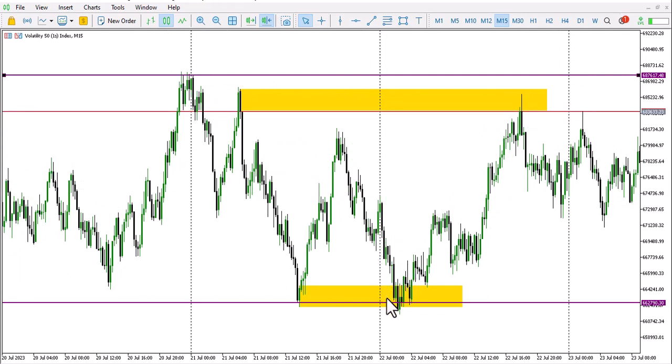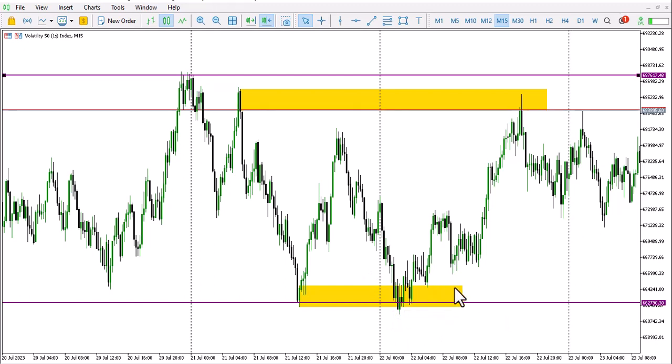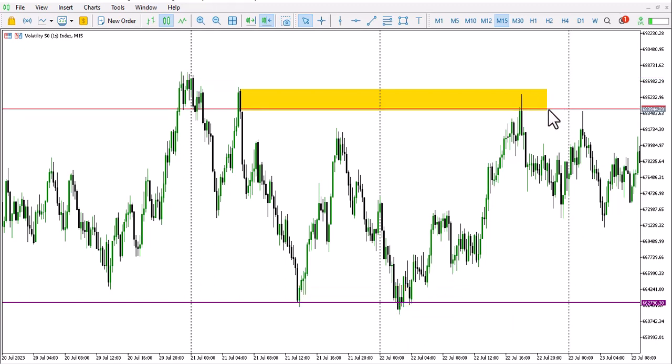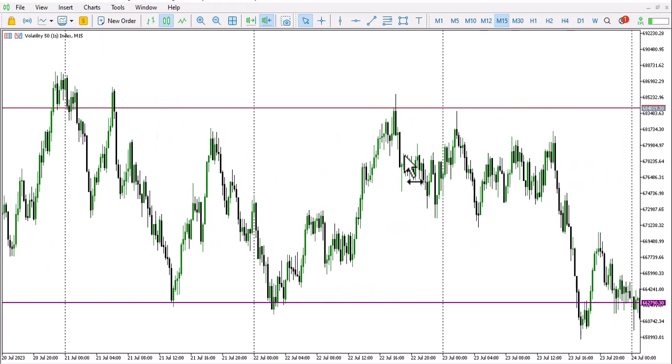When price retraces back to this particular area, you look for confirmation. So this is your setup, and this is what you are doing. When price moves away, you look for the next setup on the next day. So this is the next day.